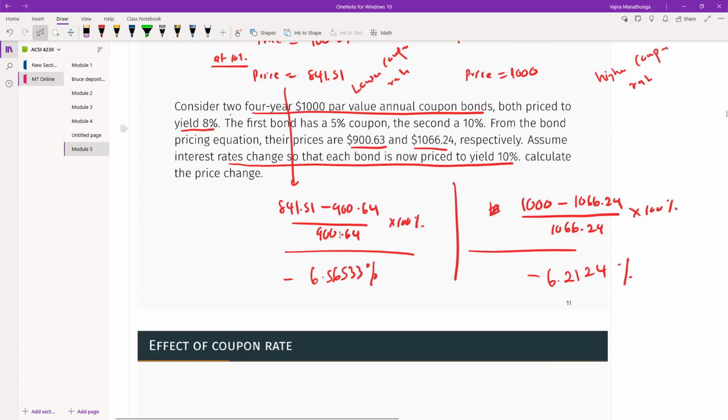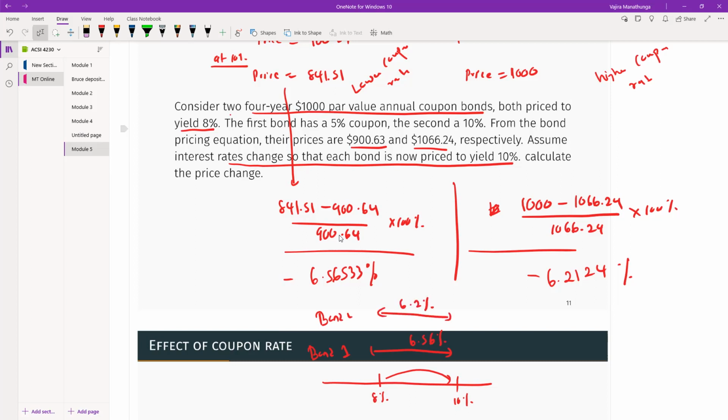Okay. So what happened? Basically, you had the rate at 8%. It jumped to 10%. Then the price change for bond one, as a percentage, is 6.56. For bond two, it's 6.21. This one is lower coupon. This one is higher coupon.